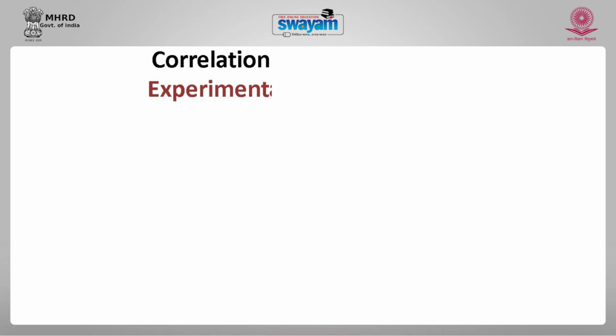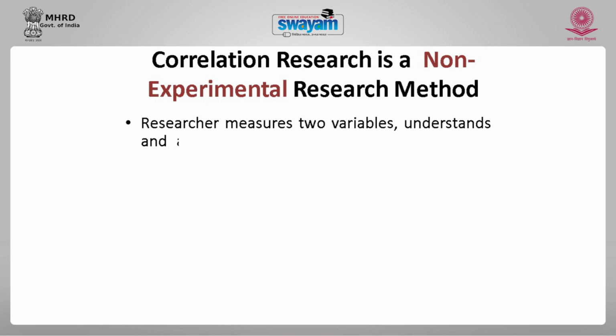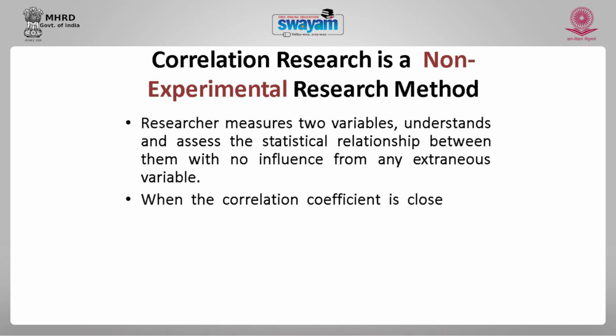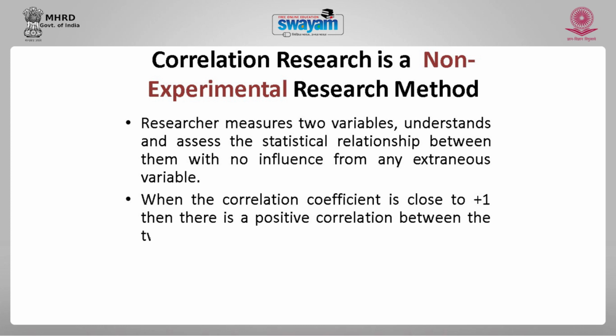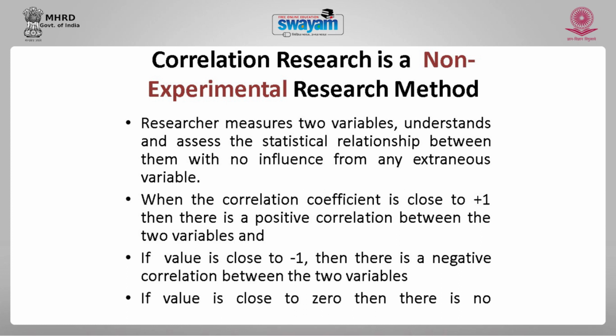The third is correlation research, a non-experimental research method. The researcher measures two variables and understands and assesses the statistical relationship between them with no influence from any extraneous variable. When the correlation coefficient is close to +1, there is a positive relationship between two variables, and if the value is close to -1, then there is a negative correlation between the two, and if the value is close to 0, then there is no relationship between the two variables.